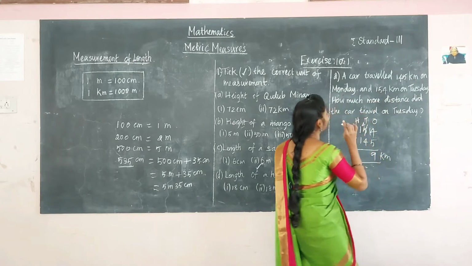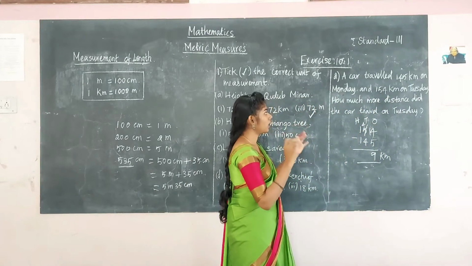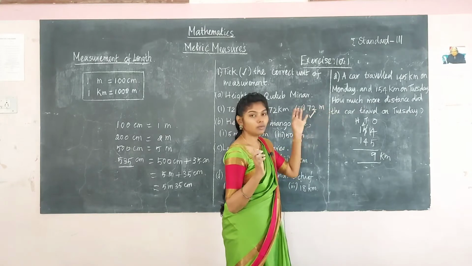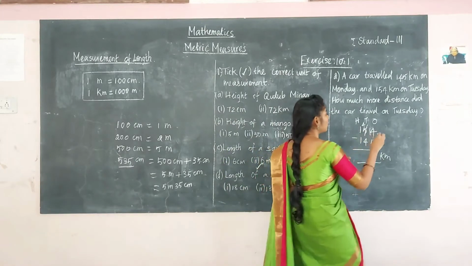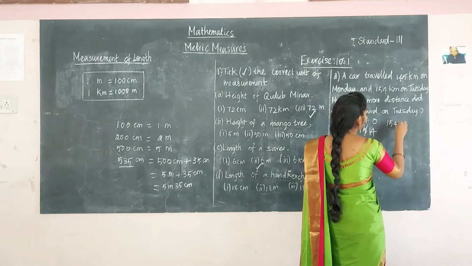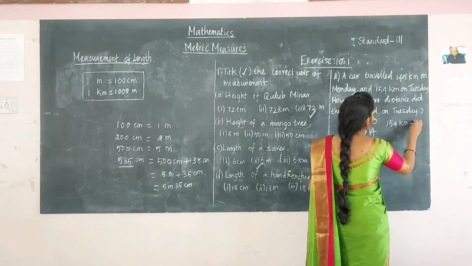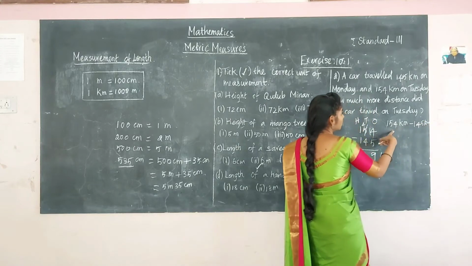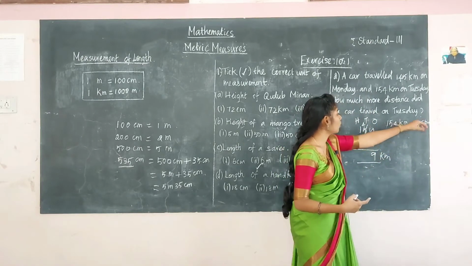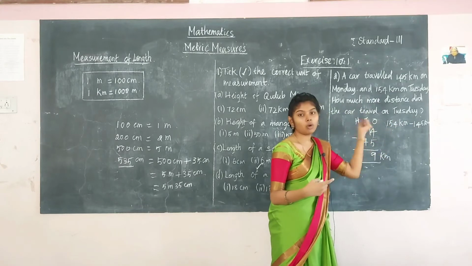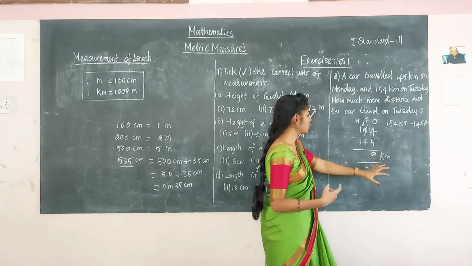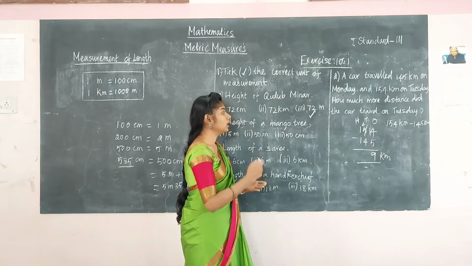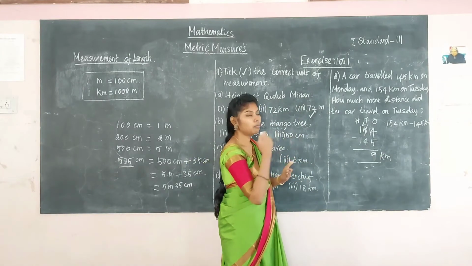So how will you write the Monday and Tuesday distances? On Monday 145 kilometer, on Tuesday 154 kilometer. So you have to subtract like that: 154 kilometer minus 145 kilometer. This is on Tuesday and this is on Monday. While you are subtracting from the greatest number only, you can find the answer. So in kilometer, 9 kilometer. So on Tuesday the car travelled 9 kilometer more than on Monday.